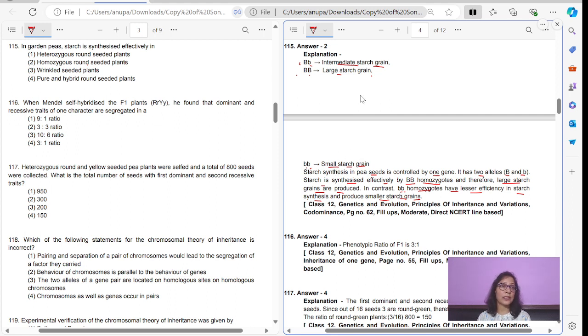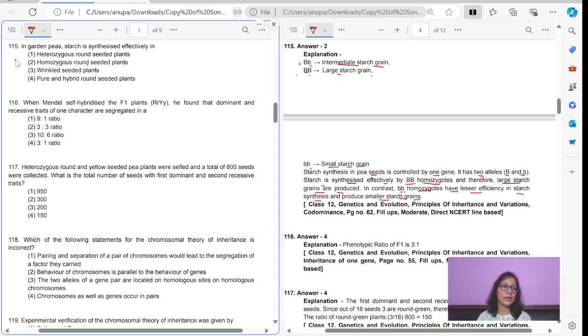And here the question is, in garden peas, starch is synthesized effectively in. It means it will be synthesized effectively in homozygous round seeded plants. So option 2 is the right option. That is option 2.